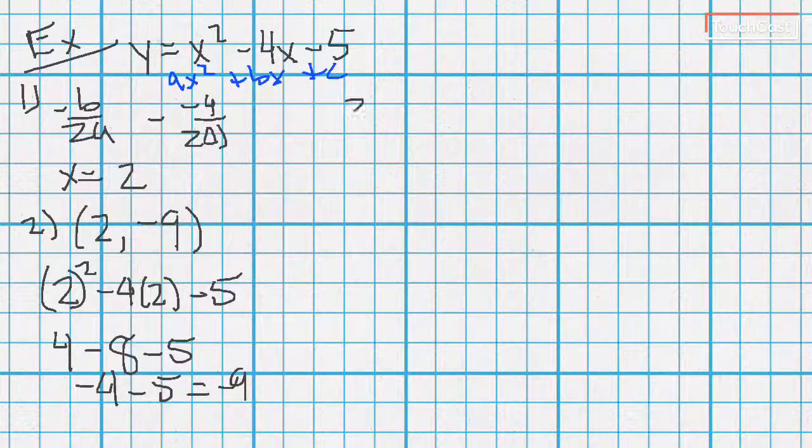Step 3. We are going to find the y-intercept. All that's going to be is the point where x is 0 and y is c. Now the c term is negative 5. So our y-intercept is 0, negative 5. If that was a plus 5, then we'd have a positive 5.